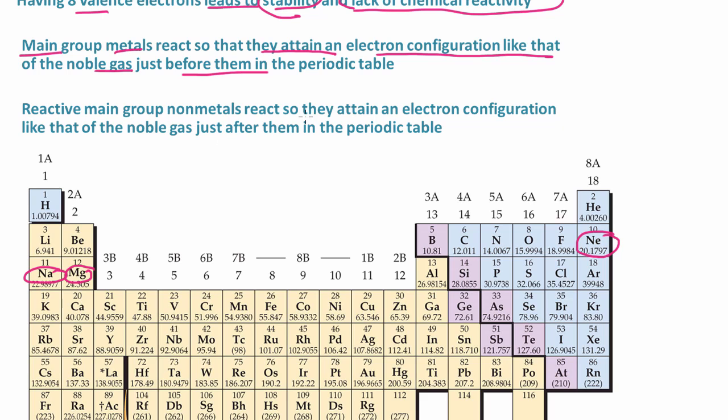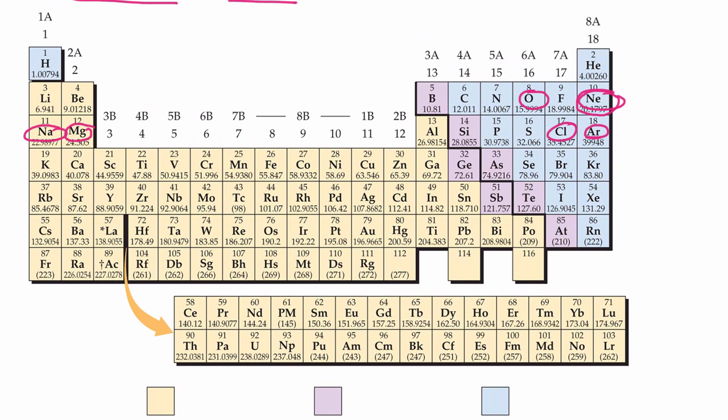The nonmetals will react so they attain an electron configuration like that of the noble gas just after them in the periodic table. So for example, here, the chlorine gained an electron and attained the electron configuration of argon. Oxygen will gain 2 electrons to attain the noble gas configuration of neon. So for example, if I were to tell you that calcium loses 2 electrons to become calcium ion, then you should be able to write the electron configuration for that calcium ion.